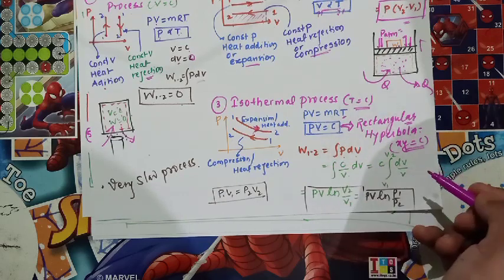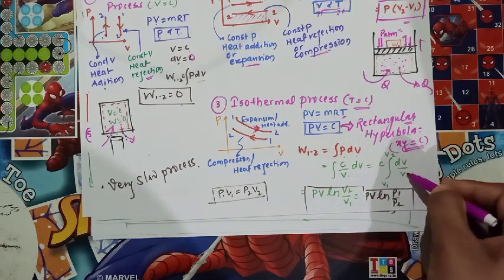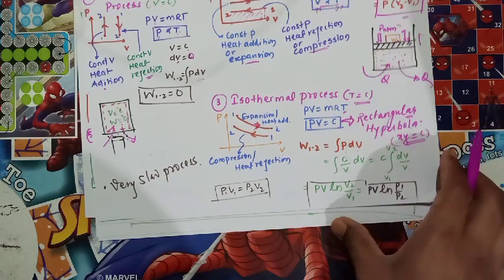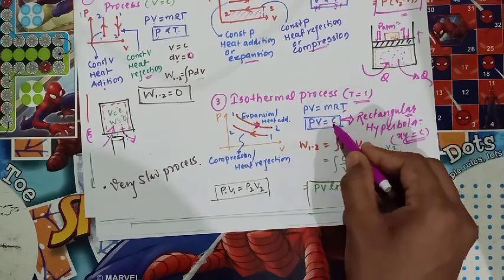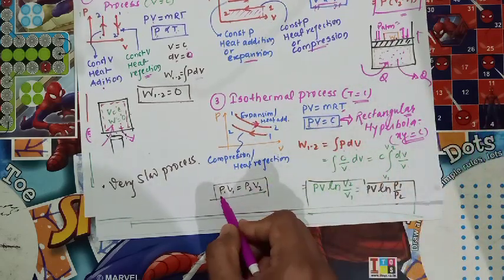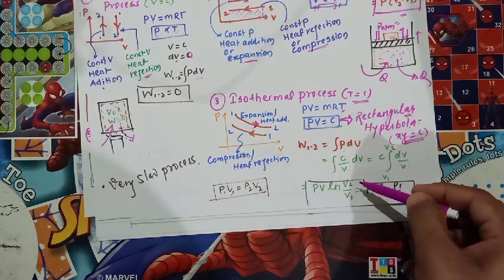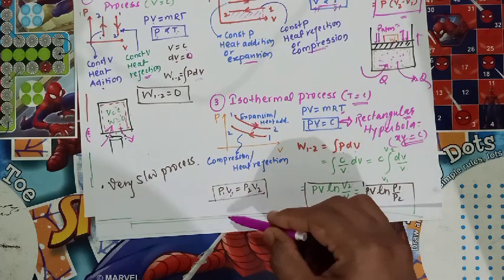Take this C outside, you will have the integration of dV by V. We know that the integral of dV by V is ln V. So by this we get PV ln V2 by V1. Now PV is equal to constant, which means we can write P1 V1 equal to P2 V2. So from here we can substitute V2 by V1 as P1 by P2.